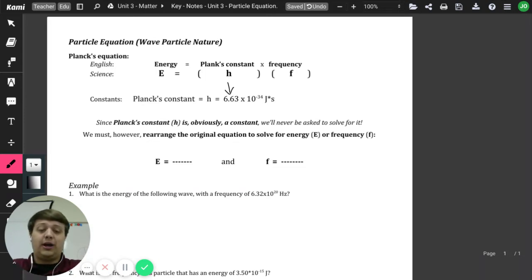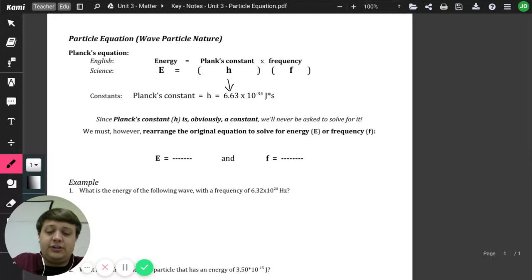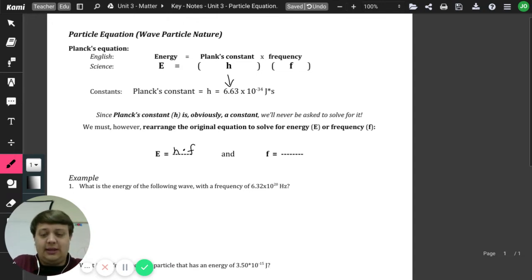So you do need to know how to rearrange our equation. First off, with energy, it's obviously just Planck's constant times frequency, right? That's it. But with frequency, we're actually going to have to do energy divided by Planck's constant. So this one actually does change up a little bit, unlike the speed of light formula.